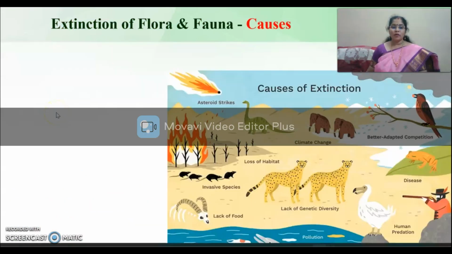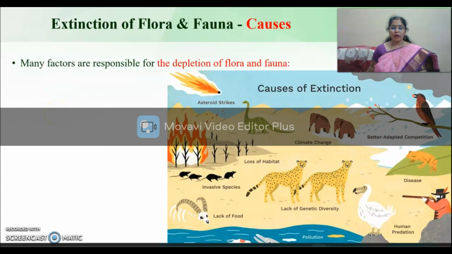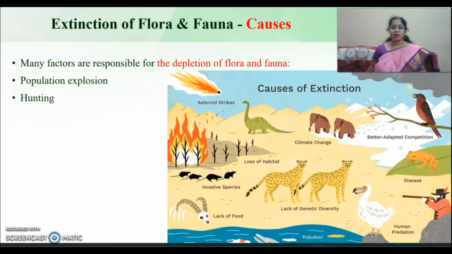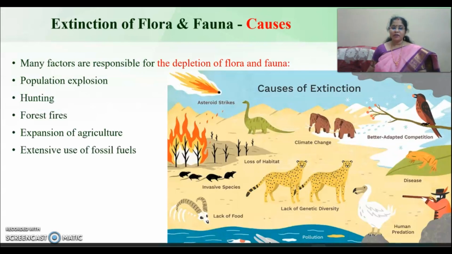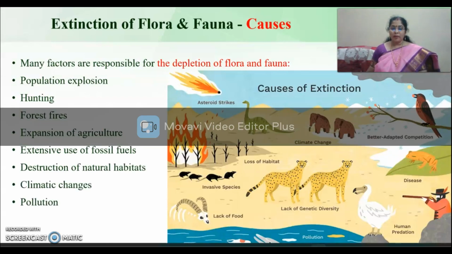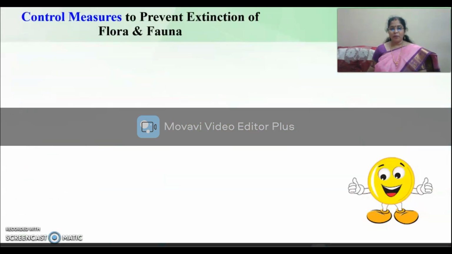What are the causes of extinction of flora and fauna? Many factors are responsible for the depletion of flora and fauna, especially population explosion, hunting, forest fire, expansion of agriculture, extensive use of fossil fuels, destruction of the natural habitat, climate change, pollution, disaster, deforestation, and many more.